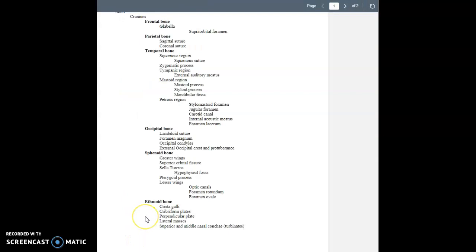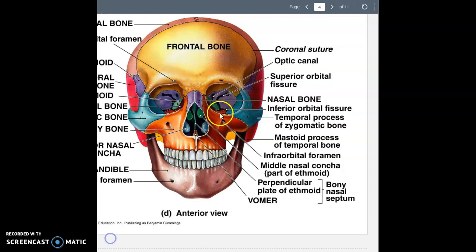Okay, so what we're going to look at now is something called a perpendicular plate, and then we're going to look at the superior and middle nasal conchae, also called turbinates. Keep in mind we are still looking at the ethmoid bone. There's a ridge that runs through the middle of the ethmoid bone, and actually the vomer, that slender, sharp bone, and the bottom portion of the nasal region kind of connects to that ridge.